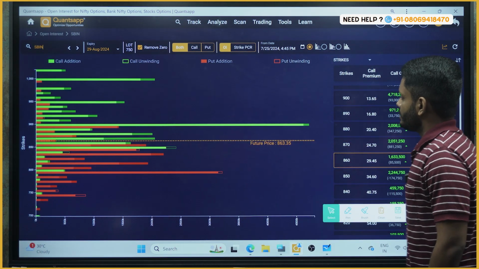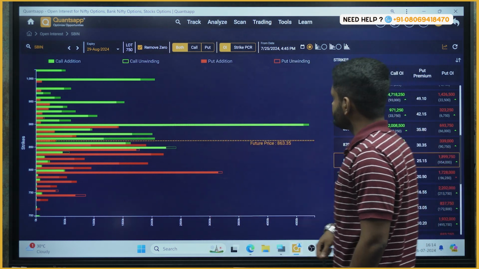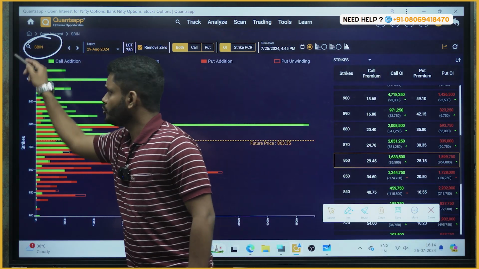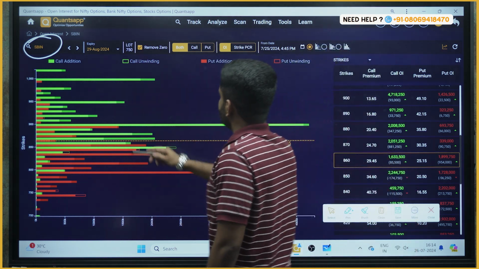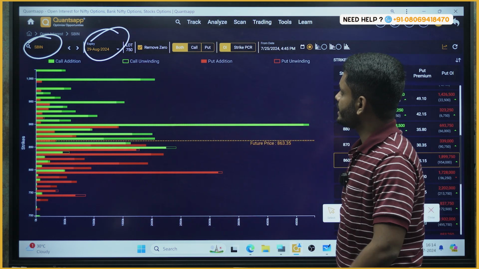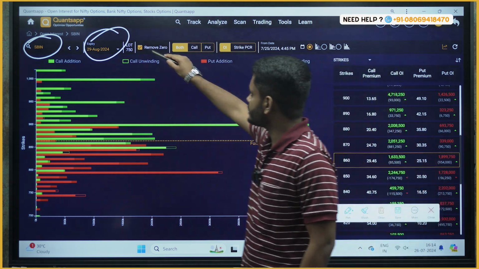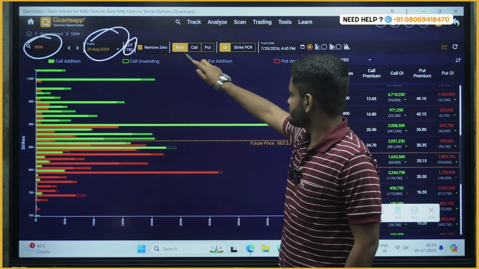Now see, here if you see in open interest, you can go and select any stock, whichever you feel comfortable, and then here is the expiry, whichever expiry you are willing to trade. Accordingly, you can definitely go and plot the expiry. Here the lot size is mentioned. Okay, and see, this is both call and put.